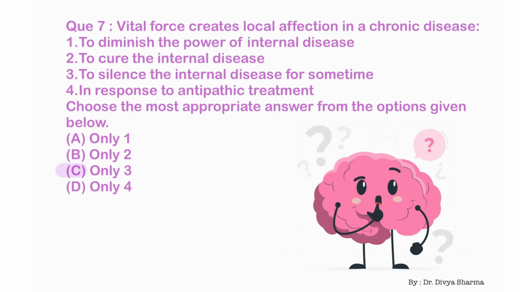Question number 7. Vital force creates local affection in chronic disease. Now, according to aphorism 201 of the 5th edition, it is said that the vital force creates a local affection in a chronic disease to silence the internal disease for some time. So, the correct option is option C.